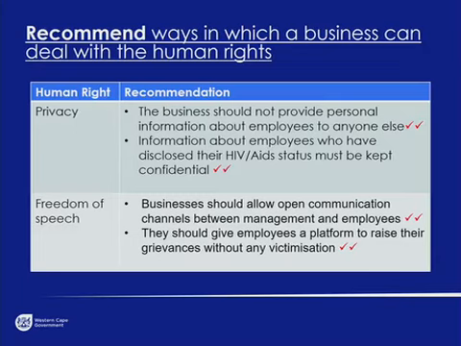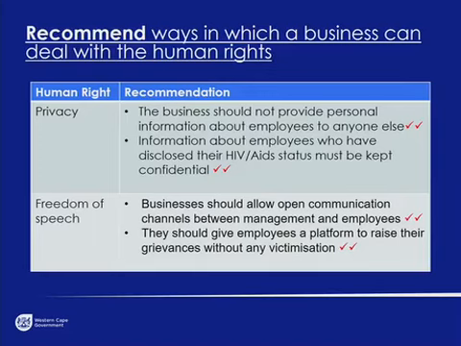So the question is, recommend ways in which a business can deal with the human rights. So the key thing here is that that verb in the question is recommend. So in our list of action verbs we showed at the beginning, recommend would be one of those verbs where the 2 marks are allocated at the end of the statement. So here you need to look at the question and you need to look at the mark allocation, because the mark allocation will guide you as to how many recommendations you have to make.